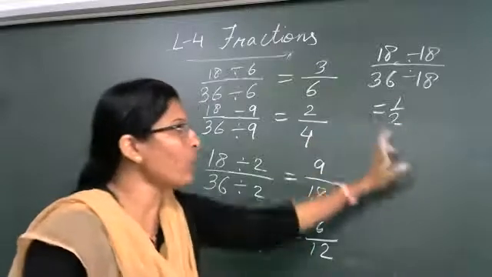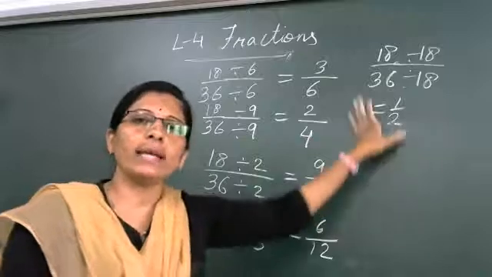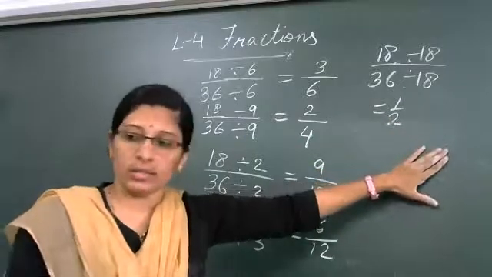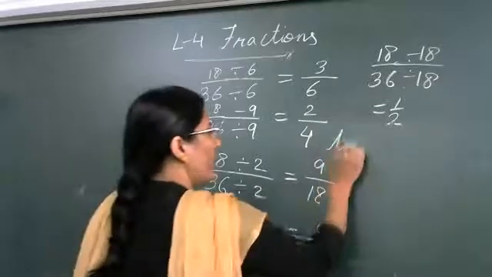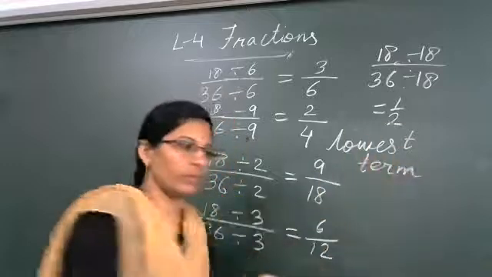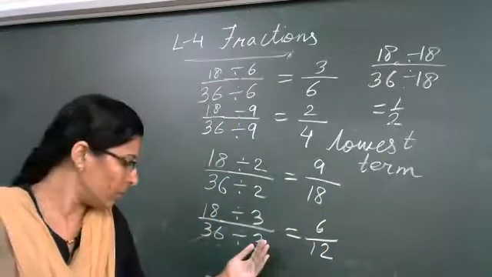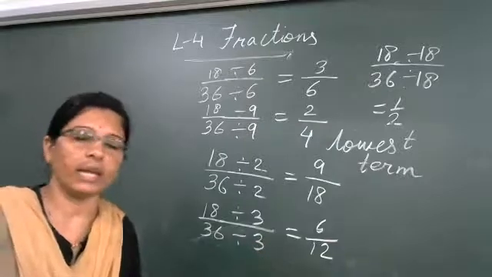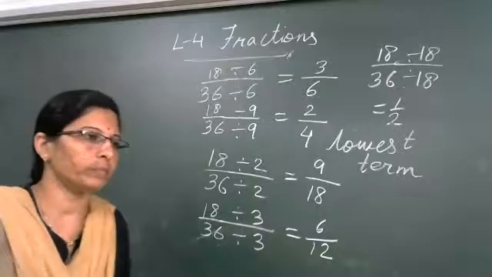And the smallest one. Now here you can see 1 by 2 is the smallest. The smallest one is also known as the lowest term. So this is also a lowest term. Okay. Understood how to find equivalent fraction? Yes, with multiplication and division method both.